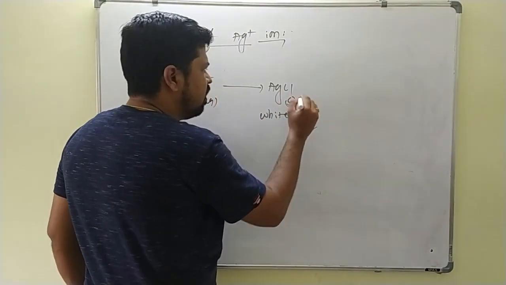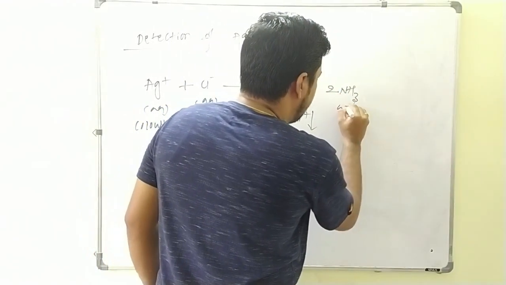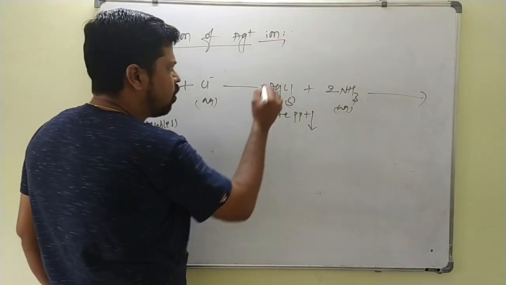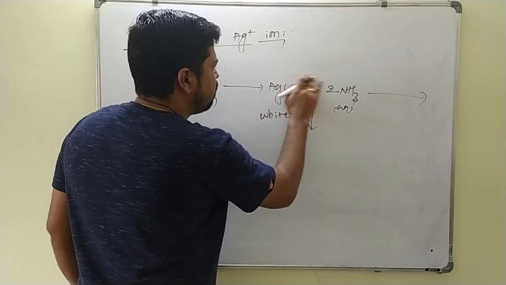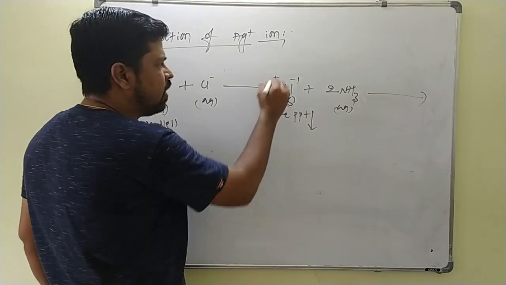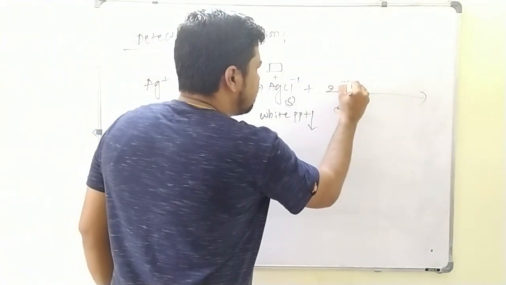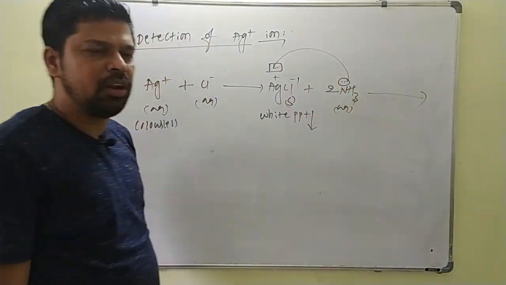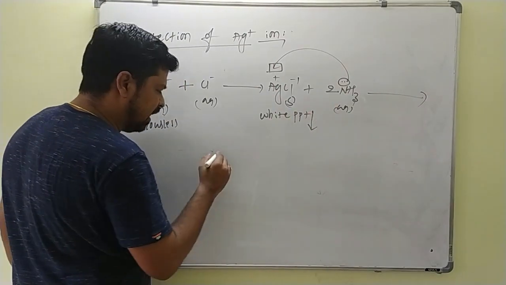This is a solid, which on further treating with aqueous ammonia will again form a complex with ammonia, because this is Ag plus 1 and this is Cl minus 1. This metal ion has a vacant d orbital, and the lone pair of electrons present on the nitrogen are given towards the vacant orbital of the Ag. So there is a formation of a complex again, which is colorless.